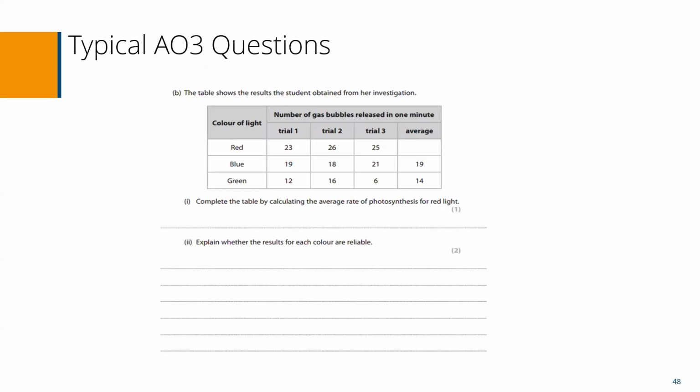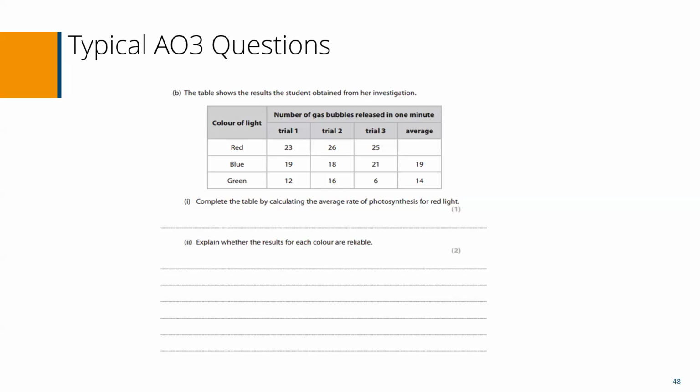So here's a question. The table shows the results the student obtained from her investigation. Again, this is part B, so it's not suddenly out of the blue. There was a part A before this. So it's obviously something to do with shining different colored lights on a plant and counting the number of bubbles released. Complete the table by calculating the average rate for red light.